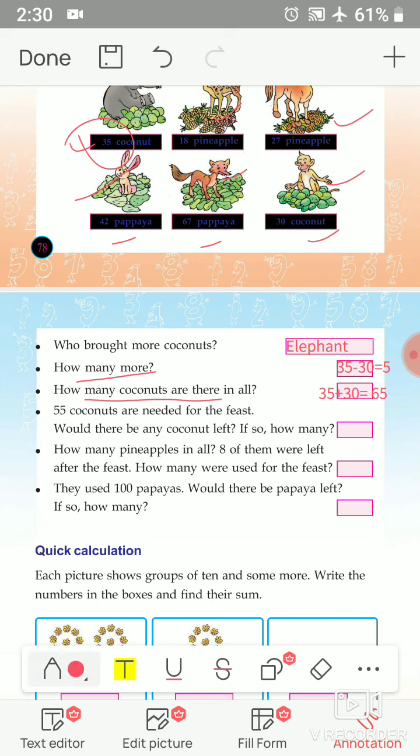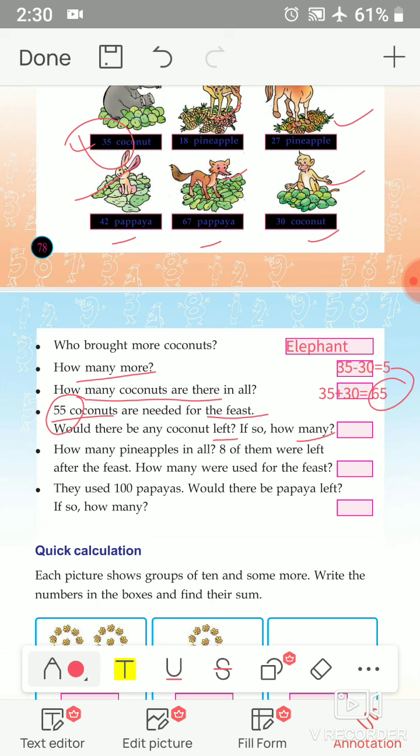Okay. Next question. 55 coconuts are needed for the feast. Would there be any coconuts left? If so, how many? We know how many coconuts there are in total. 65 coconuts are in total in our hand. But for the feast, only 55 coconuts are needed. Then we have to find how many coconuts are remaining.